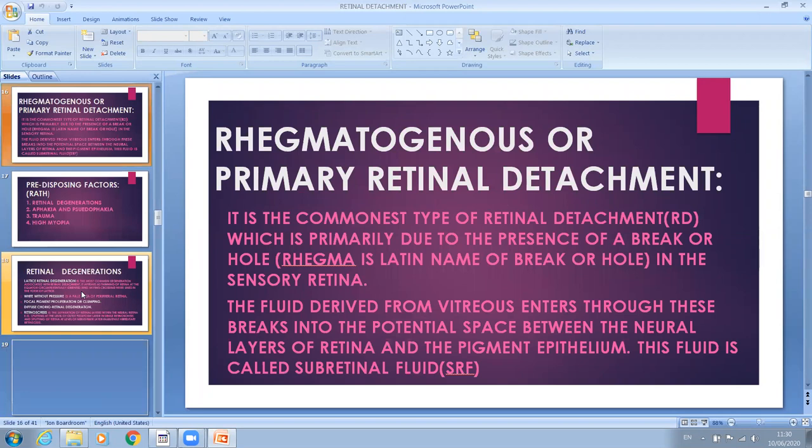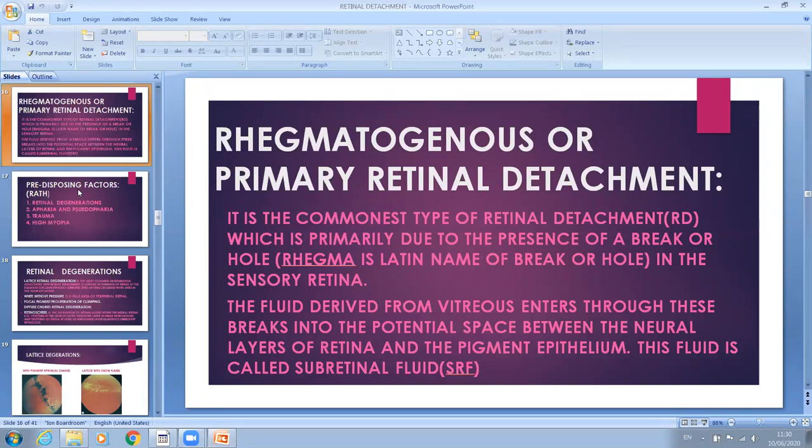Again, I say that this is the main topic of today. We'll discuss it halfway, and then we'll continue in the next lecture as well. The same topic will continue. This is the commonest type of retinal detachment, or, as an abbreviated name, RD. The commonest type of RD is the rhegmatogenous or primary retinal detachment. As I already told you, rhegma is the Greek word for a break or hole. So whenever you see the presence of a rhegma or a hole in the retina and there is retinal detachment, we call it a rhegmatogenous retinal detachment.